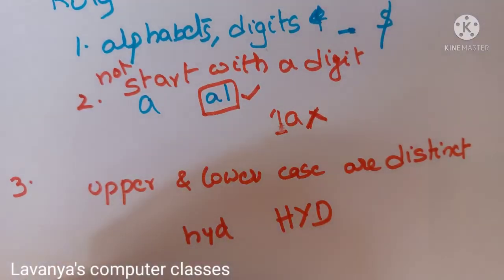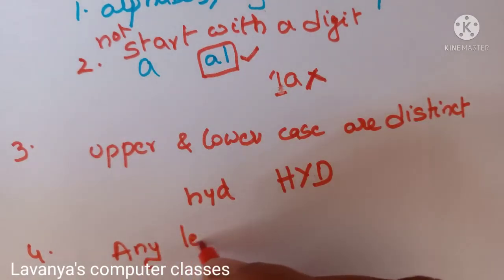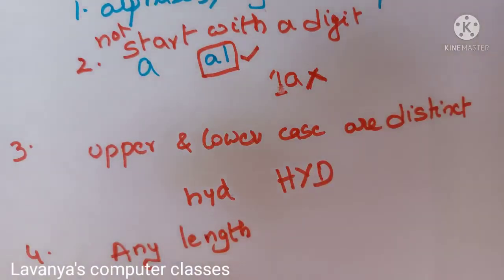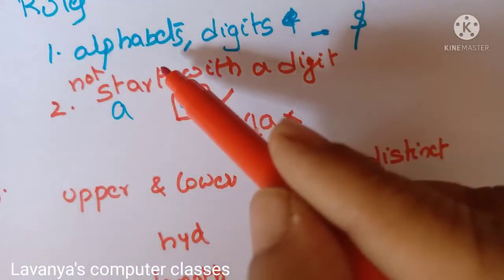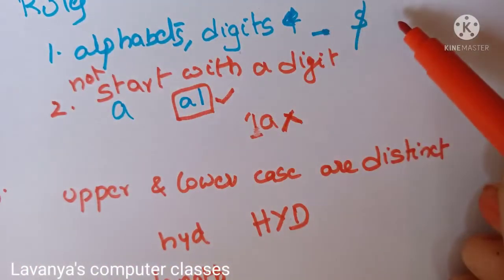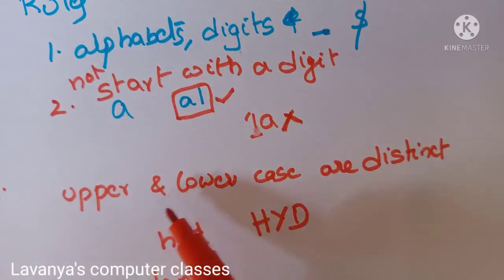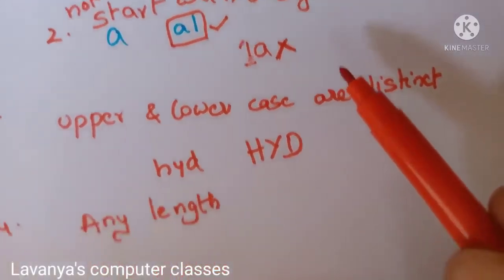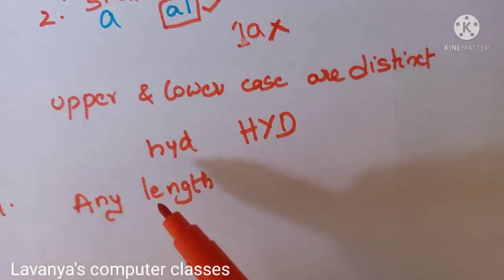The fourth point is that identifiers can be any length. How many characters we require for giving a name for an identifier is any length. So these are the rules for identifiers. First, it contains alphabets, digits, dollar and underscore symbol, but it does not start with a digit. Uppercase letters and lowercase letters both are accepted, but both have different meanings, and the length of the identifier takes any number of characters.